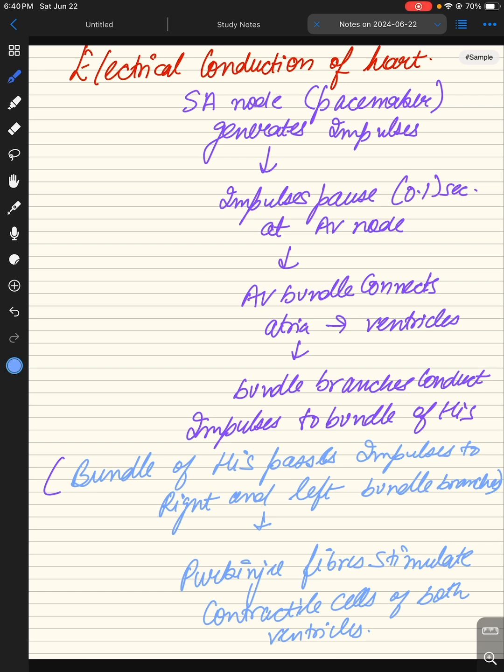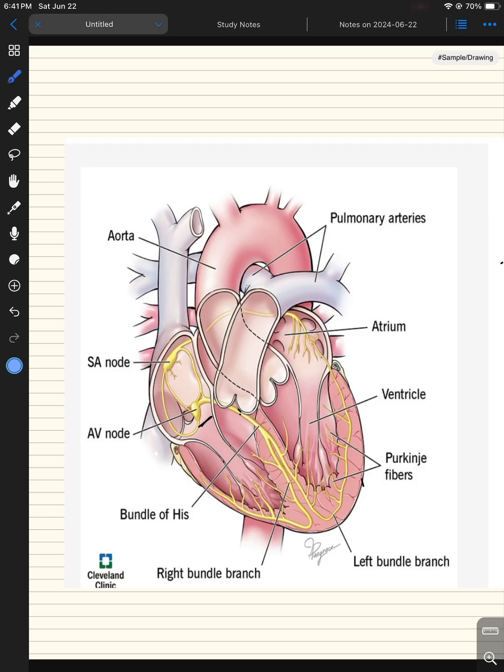Okay guys, so there is some flow chart which you can just note down, or you can just click a picture for your reference. And then moving forward, I will explain this flow chart in your diagram, what it does, so that it can make a clear picture in your mind. Okay, so let's see. First, this is your SA node, where first the electrical impulses will generate.